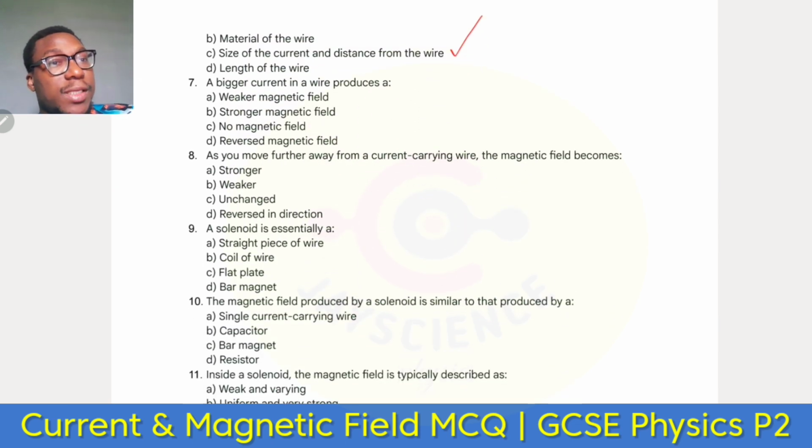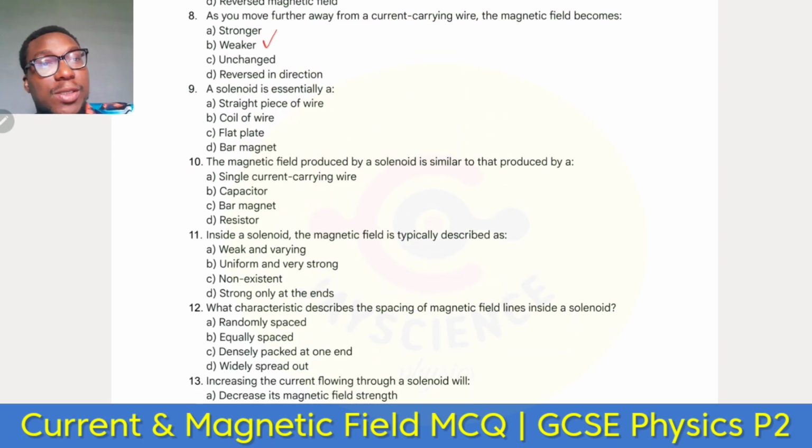7. A bigger current in a wire produces what? Well, it produces a stronger magnetic field. We just said that. As you move further away from a current carrying wire, the magnetic field becomes weaker. We explained that already. A solenoid is essentially a coil of wire.